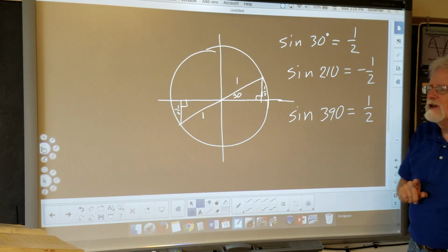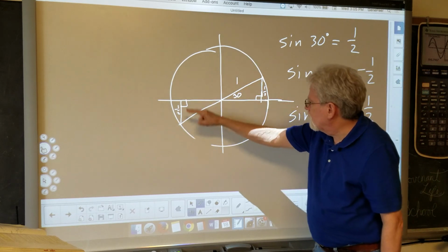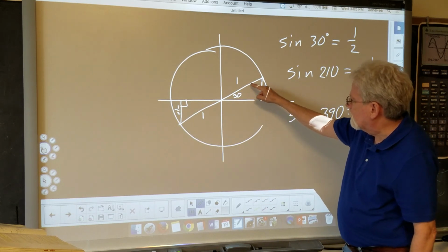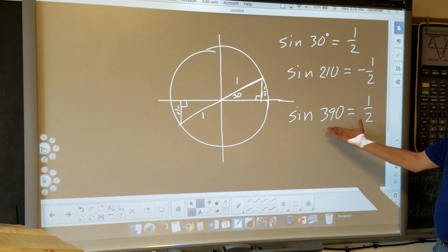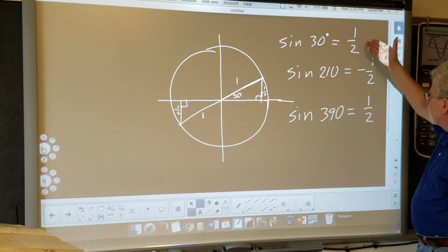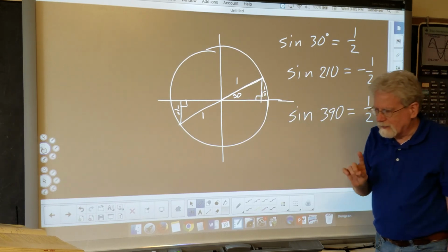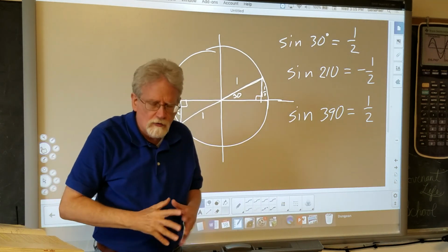Consider the sine of 390. Where in the world is 390? Well, let's go all the way around 360 and another 30 degrees, so this is also 390. It obviously comes right back around again to the sine being 1/2 over 1, so we have a repeat here. Now that's to give you a quick idea of the cyclical nature of sine.